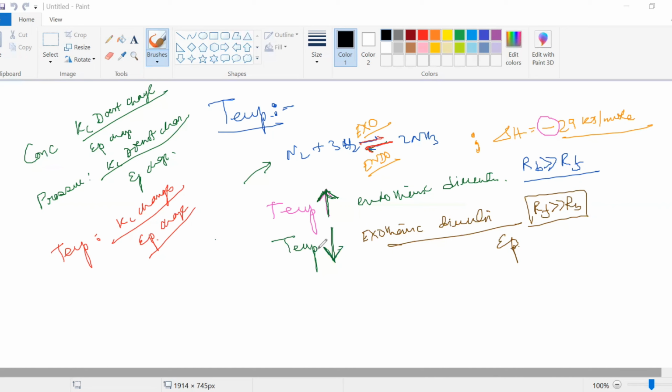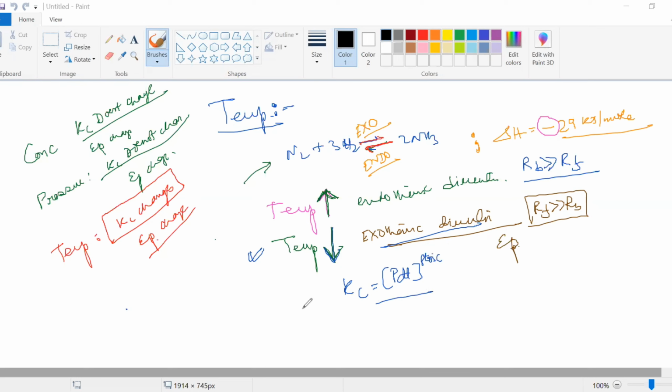Perfect. Now we have to learn that the Kc will be changing. The Kc changes. Whenever we are seeing that the Kc changes, how can you tell? If we are decreasing the temperature, it will move to the exothermic direction, the forward direction. Now the Kc value changes. Kc has the product concentrations to the power of their stoichiometry.